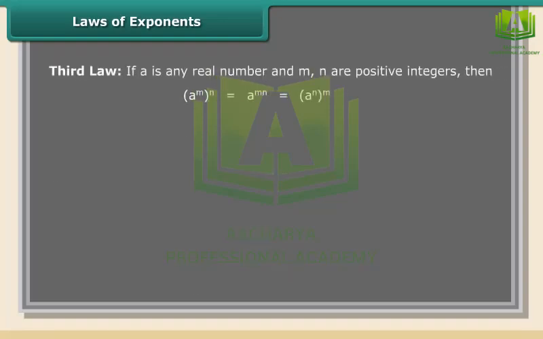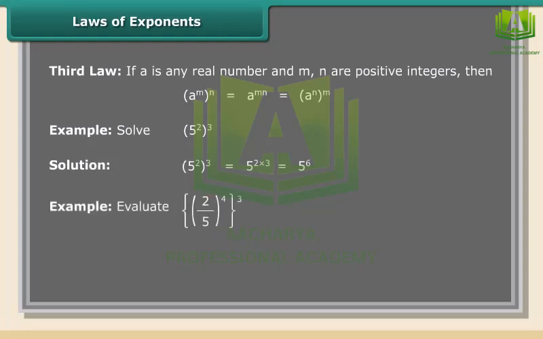Third law. If a is any real number and m, n are positive integers, then (a^m)^n = a^(mn) = (a^n)^m. Example. Solve (5^2)^3. Solution. (5^2)^3 is equal to 5^(2 into 3), which is equal to 5^6.